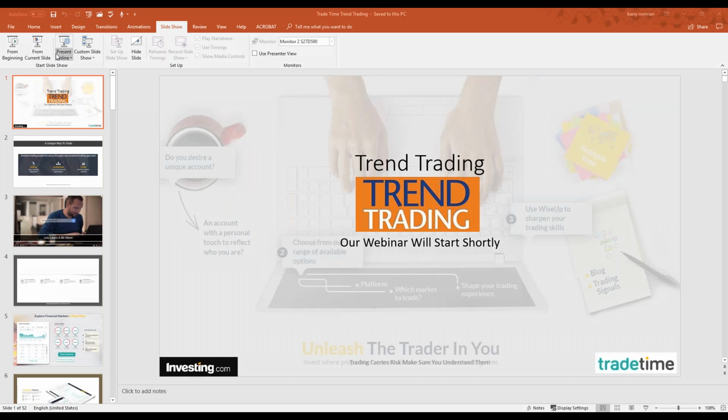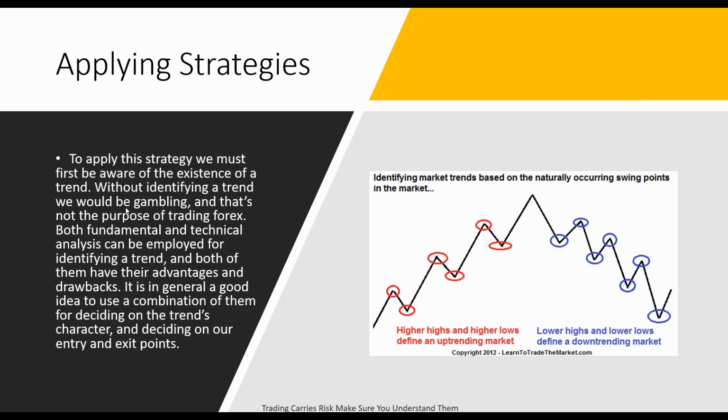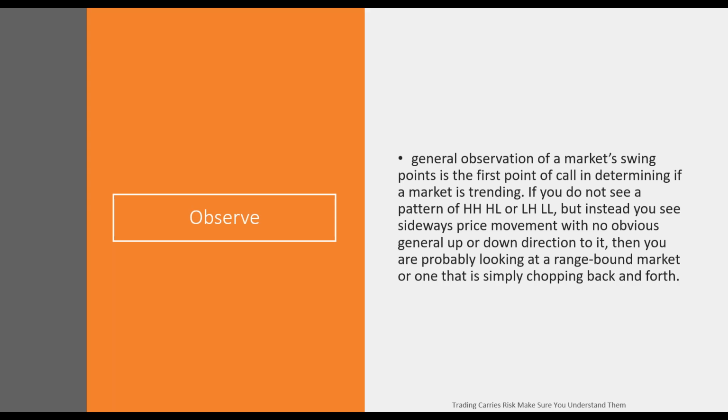Once we've located them, then we can start figuring out when we can trade them, what to trade and what to do with them. So to apply this strategy, we must first be aware of the existence of a trend. Without identifying a trend, we would be gambling. And that's not the purpose of trading Forex. Both fundamental and technical analysis can be employed for identifying a trend, and both of them have their advantages and drawbacks. It is, in general, a good idea to use a combination of them in deciding on a trend's character and deciding on our entry and exit points.